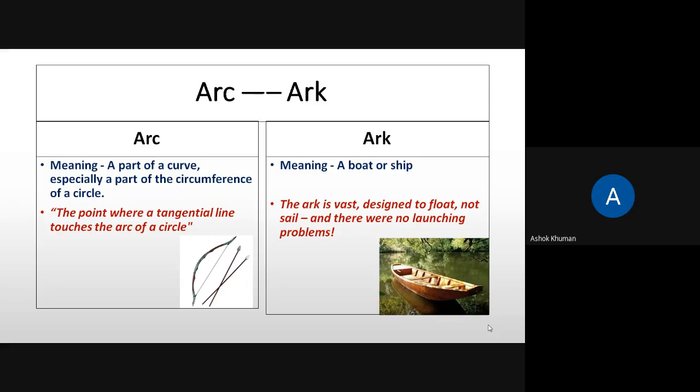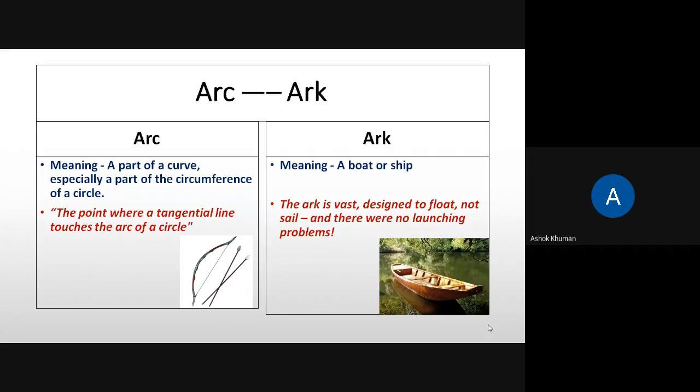One is for the curve. You study mathematics in engineering, so you are familiar with the first word, arc, a part of a curve, especially a part of the circumference of a circle. It is the point where you can see a tangential line touches the arc of a circle. Okay, what do you have in a circle? Arc. If you have a circle and divide it from the middle, you will get the arc, two arcs.